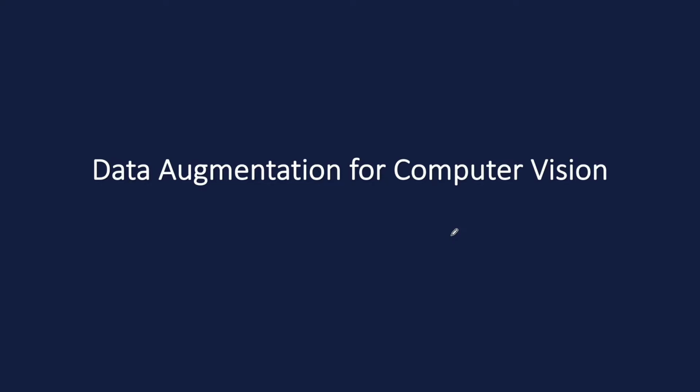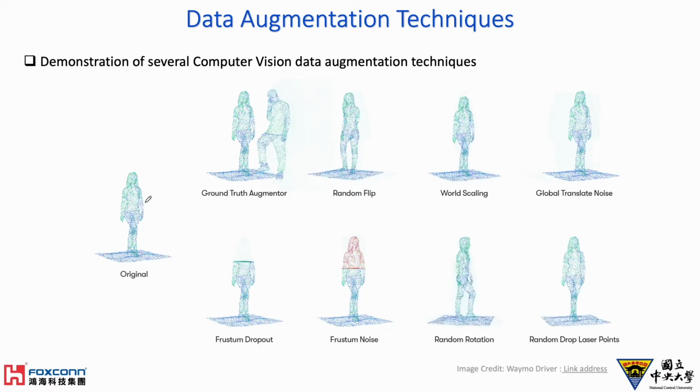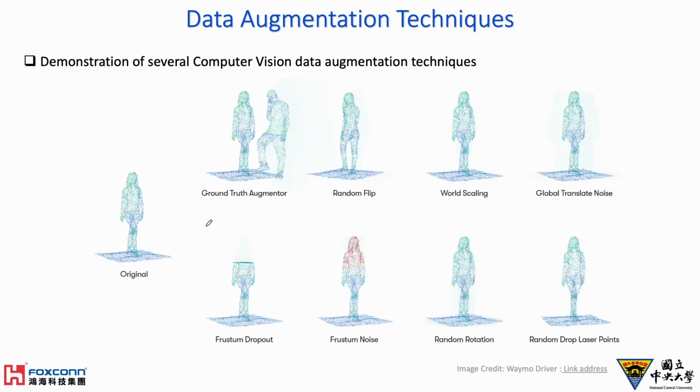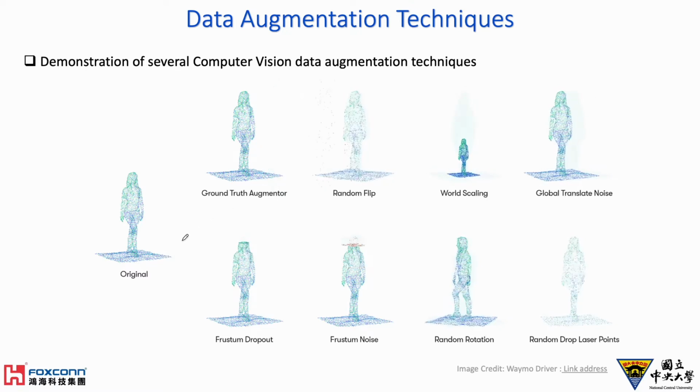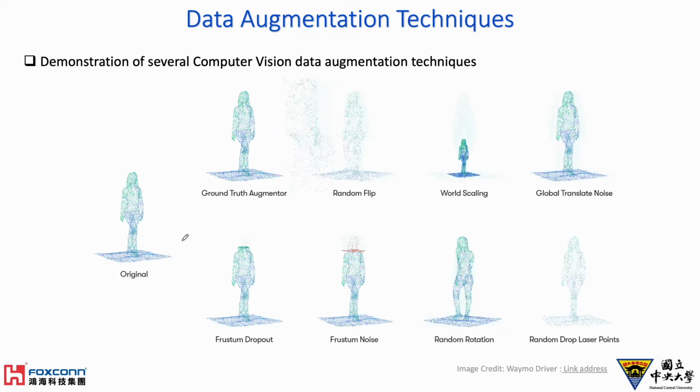Before we jump into the details, I would like to introduce a bit about data augmentation, especially data augmentation for computer vision. We try to understand what data augmentation techniques are and how they work. Here is an example in a 3D point cloud structure. This example helps make data augmentation easy to understand.